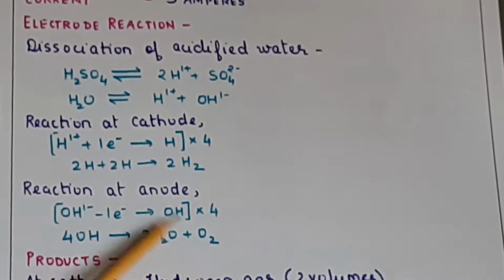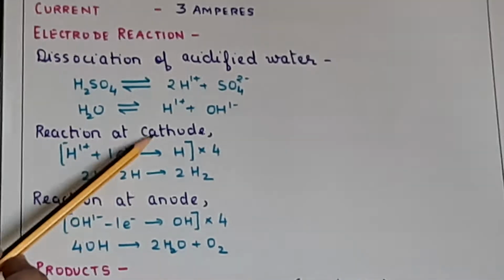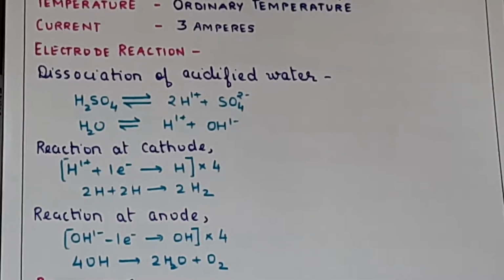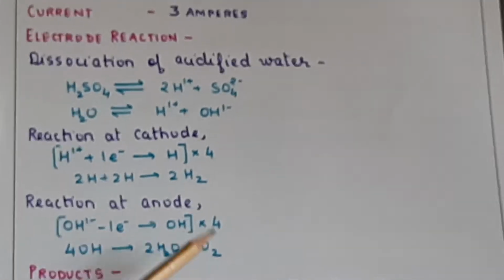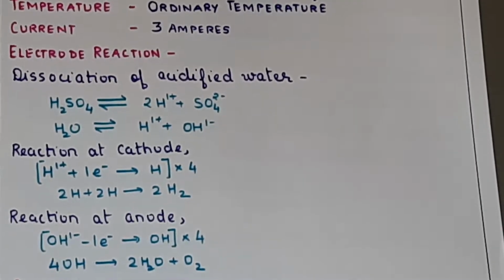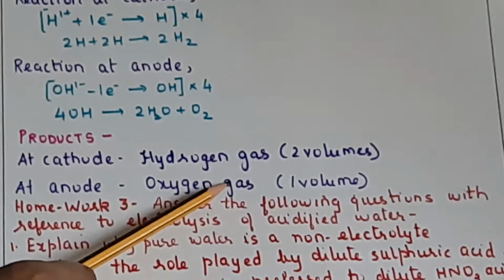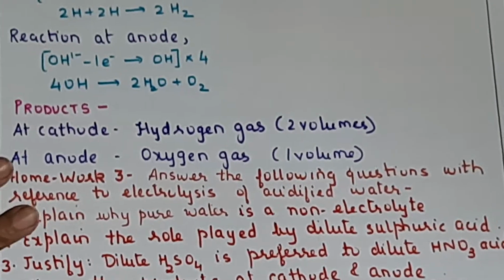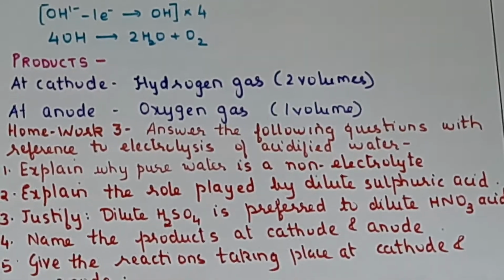Now this OH is highly unstable, so it will ultimately form water and oxygen. Okay, so at anode you are getting oxygen and at cathode you are getting hydrogen. Okay, is it clear? So products separately, sometimes you are asked, products at cathode will be 2 volumes of hydrogen and at anode you are getting 1 volume of oxygen.